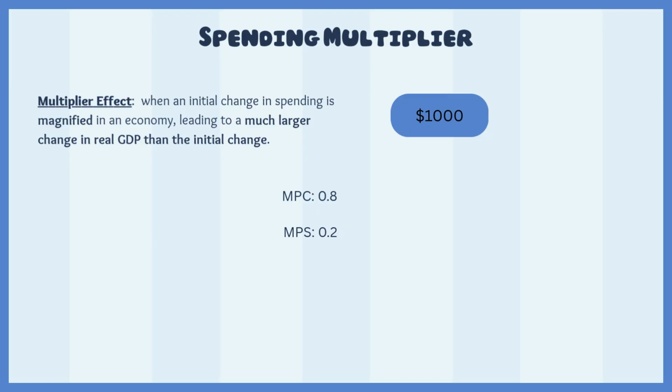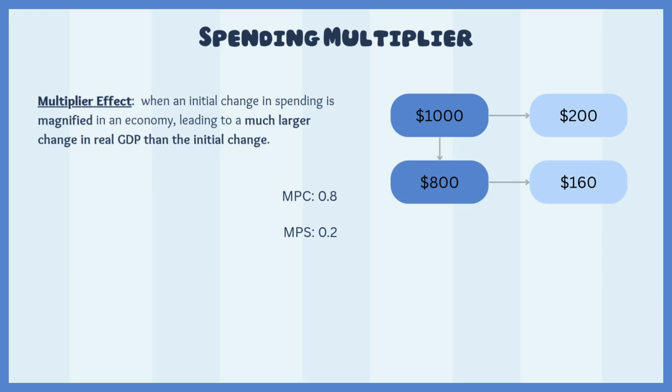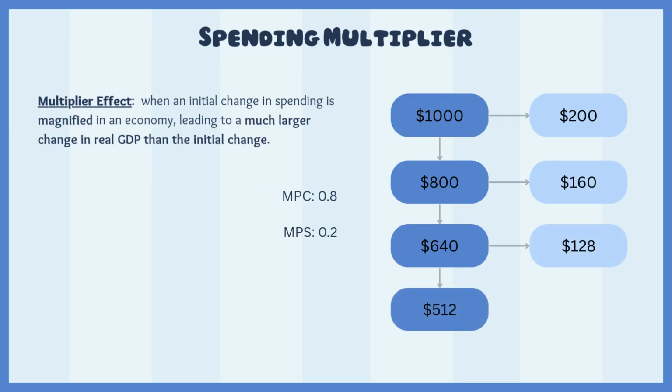The robot manufacturer receives the $1,000, saves 20%, and spends $800 on materials. The supplier saves 20% and spends the $640 on a new TV. The TV seller saves 20% and spends the rest, and so on. As you can see, the initial $1,000 increase in spending has now multiplied and become much more spending that will be added to the GDP. But that's a lot of math to do, so that's when the spending multiplier comes into play.